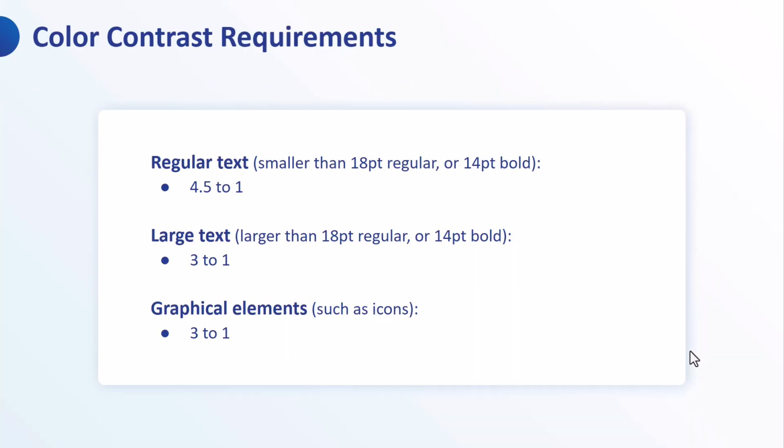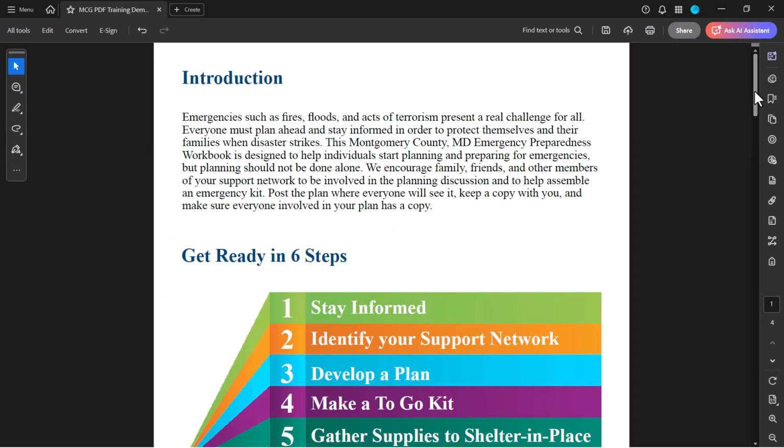The checker in Word, the accessibility checker, it scans for color contrast, but I've seen it miss things, so I'd recommend checking it manually. But just to reiterate, for regular text, you want it to be 4.5 to 1. That's smaller than 18 point regular or 14 point bold. Large text can be 3 to 1 if it's larger than 18 point regular or 14 point bold. And then your graphical elements, like your icons and so on, can be 3 to 1. Let's perform a color contrast test on this document.